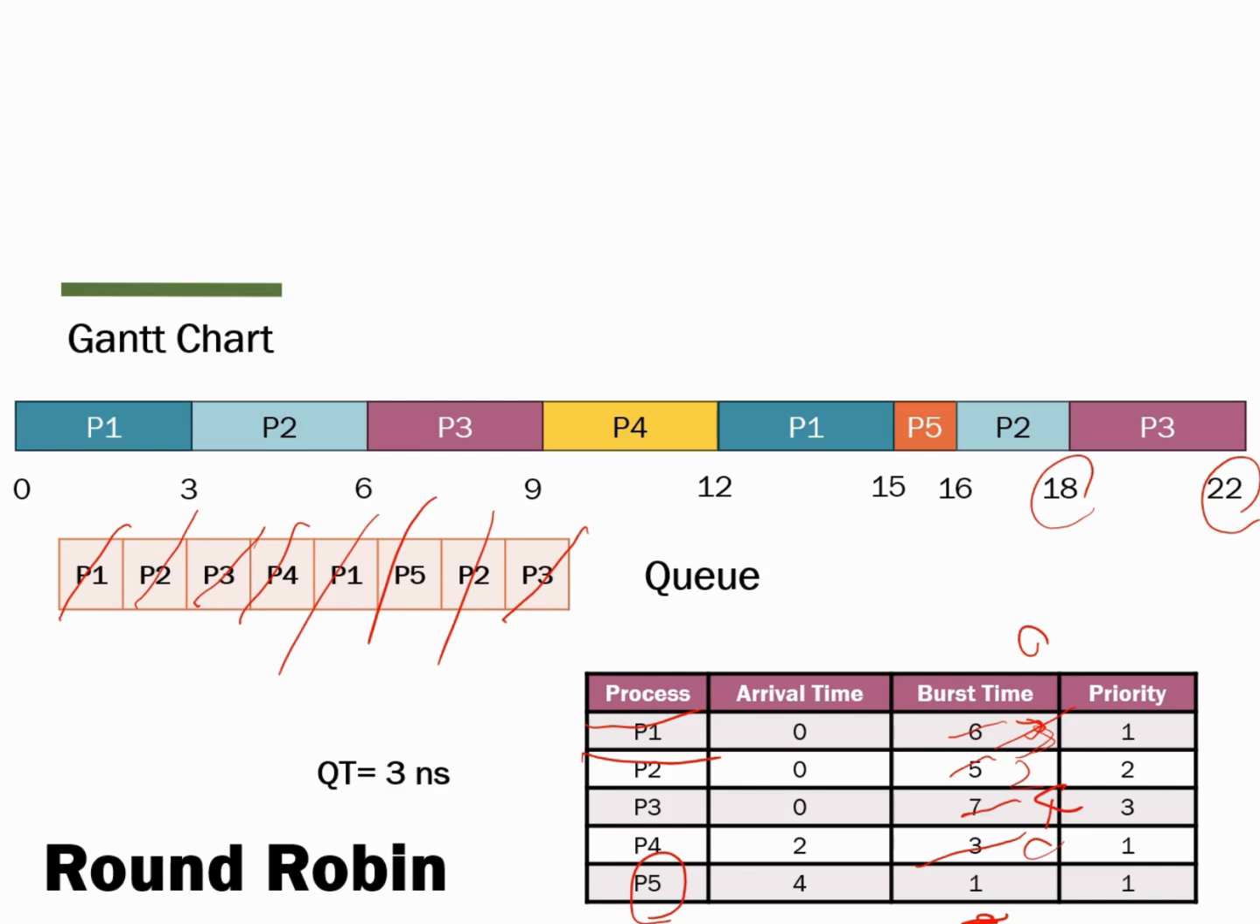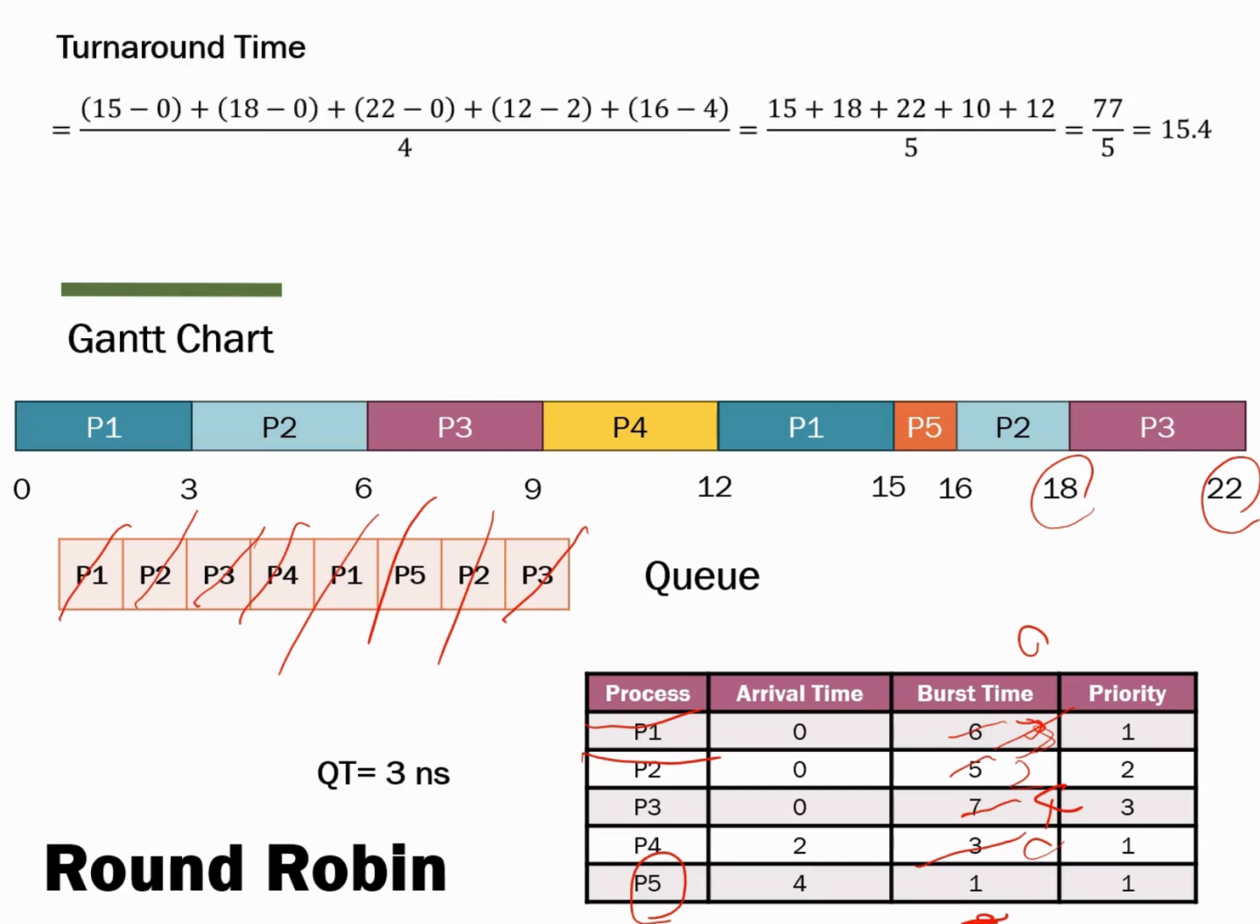As you can see here, we need to calculate the turnaround time, waiting time, and also average turnaround time and waiting time. For turnaround time, we need to subtract the arrival time from the completion time. Completion time for P1, as you can see here, is 15. For P2, completion time is 18. For P3, completion time is 22. For P4, completion time is 12. And for P5, completion time is 16. The arrival time for P1 to P3 is 0, for P4 is 2, and P5 is 4.